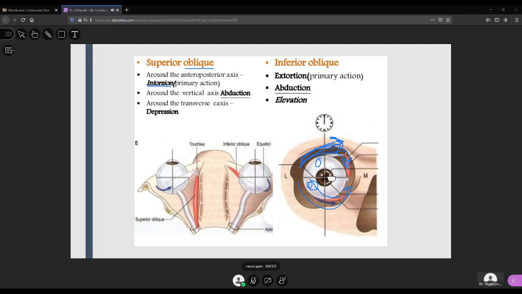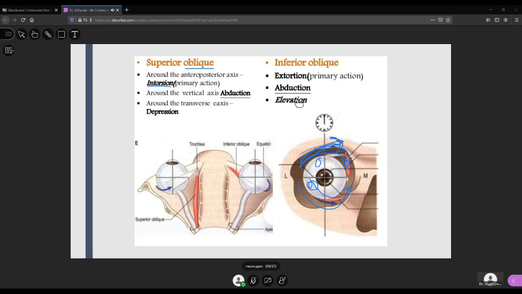السوبيريور اوبليك بتتحرك كذا. انتورشن. عندي secondary اللي هو depression or elevation. السوبيريور oblique will cause depression. الانفيريور oblique will cause elevation. This is اللي I mentioned اللي هي opposite, not as superior rectus والinferior rectus. Superior oblique will cause depression. Inferior oblique will cause elevation.